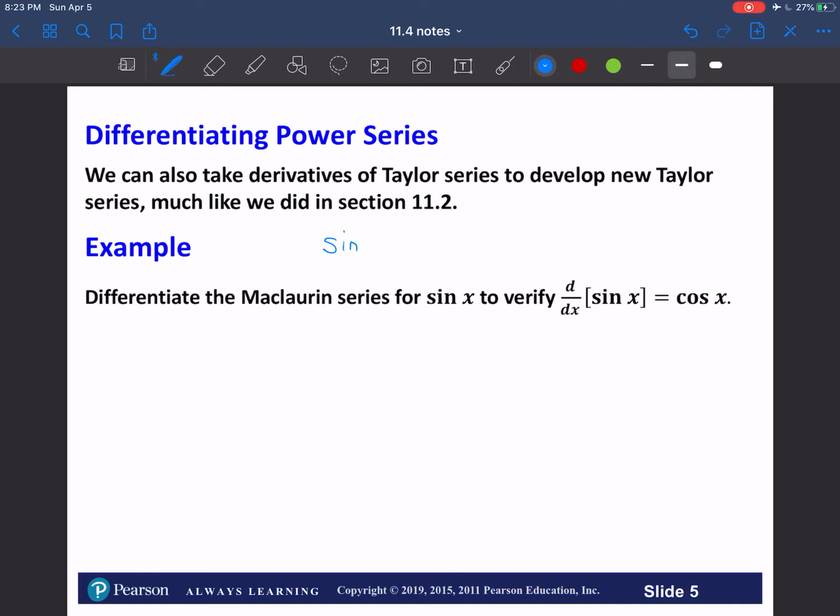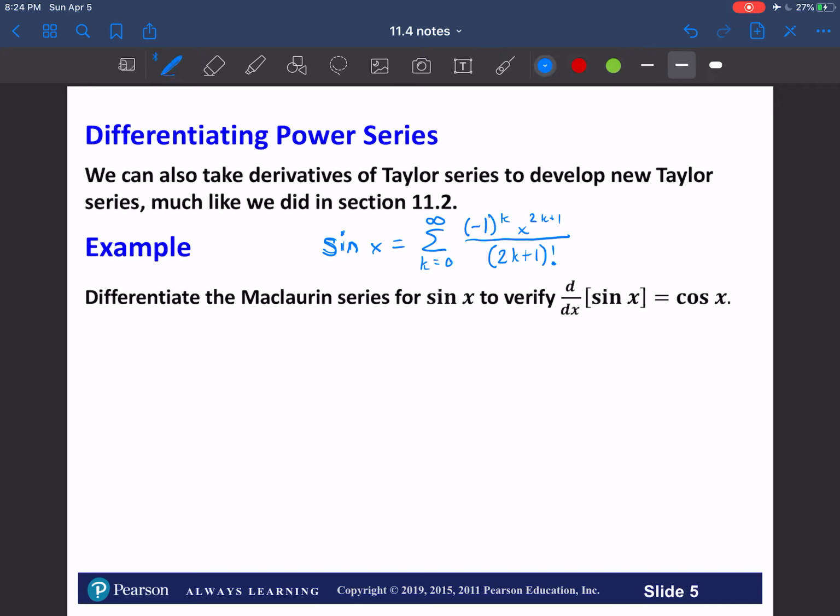Let me actually use the thicker marker. Sine of x is equal to the sum from k equals 0 to infinity of negative 1 to the k times x to the 2k plus 1 divided by 2k plus 1 factorial. It looks very similar to the cosine function, except instead of 2k, we have 2k plus 1.